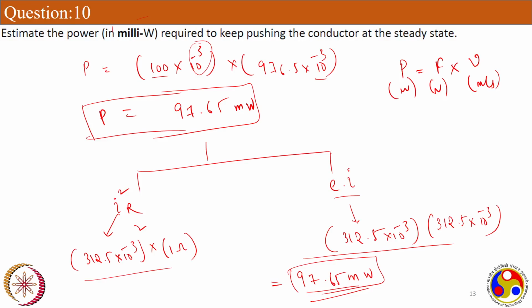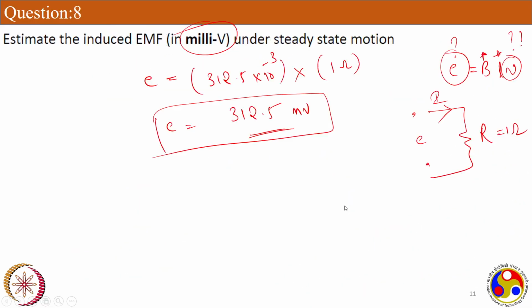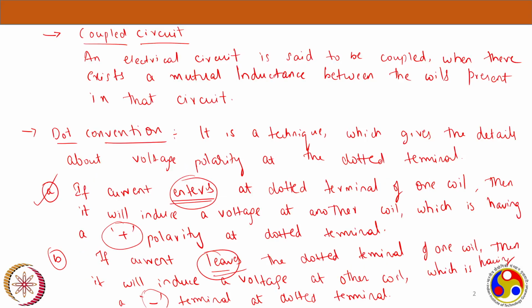And let's have a quick summary of today's discussion, what we have discussed. We started our discussion with a preliminary extended discussion of last week's discussion, where we had some basic confusions about the dot convention, if it's physically connected and if it's not physically connected. We started with the basic definition of what a coupled circuit is: if there exists a mutual inductance between two coils, we call that a coupled circuit. And then we started the dot convention discussion.